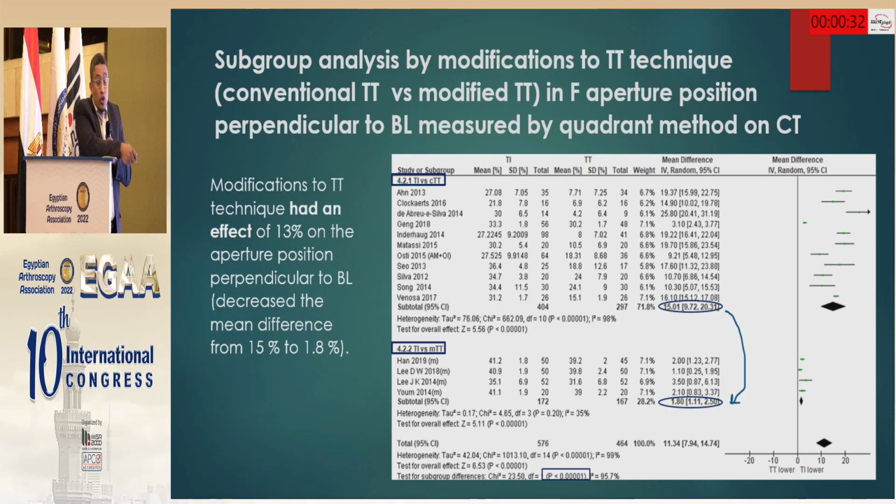We explored the heterogeneity because we found that there was significant heterogeneity, and we explored this to detect effect modification by the modifications applied to the transtibial technique. When we pooled the studies for the conventional, we found that the difference is 15%. When we pooled the studies for modified transtibial only, we found it is 1.8. So this modification had significant effect.